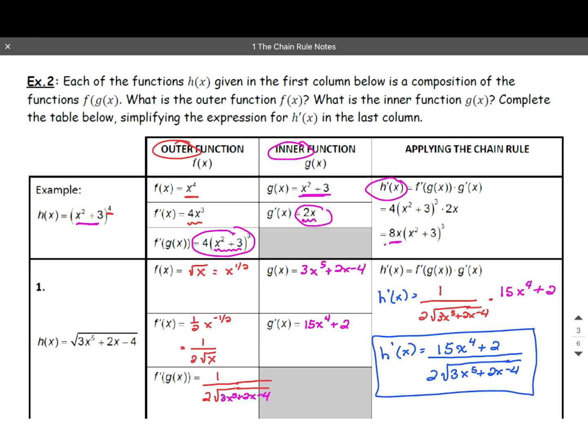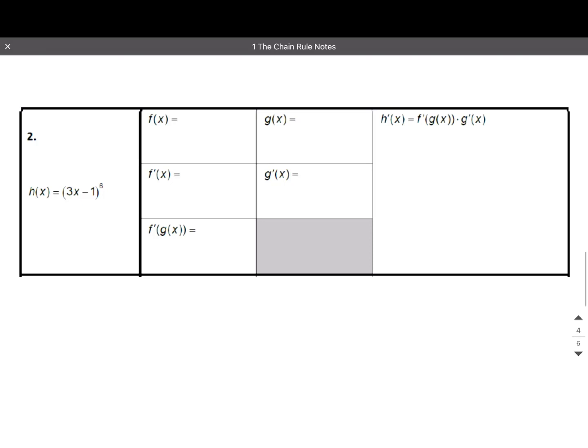There we go. Let's try one more. So here we have h of x is 3x minus 1 to the 6th. So my inside function, that's the easy one to find a lot of times, is 3x minus 1, and the derivative of 3x minus 1 is just 3.